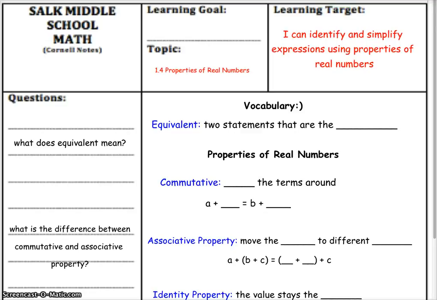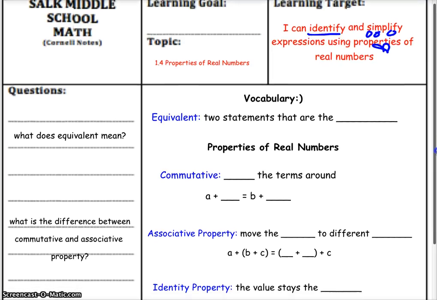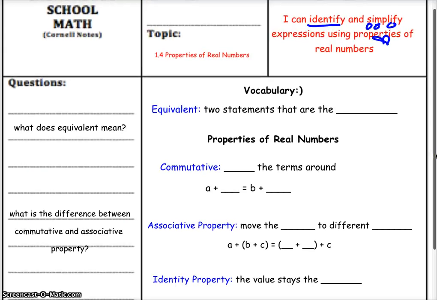Okay, we are moving on to 1.4, properties of real numbers. Your learning target: you can identify and simplify expressions using properties of real numbers. Here are the properties. Well, first off, you need to know what equivalent means. That's the major vocab word. You use properties to create equivalent statements.